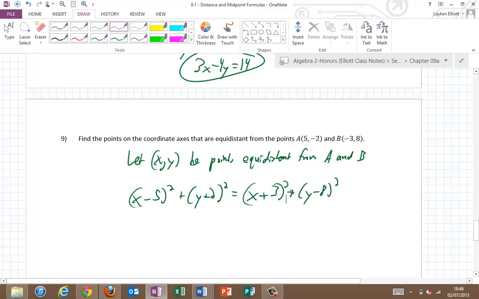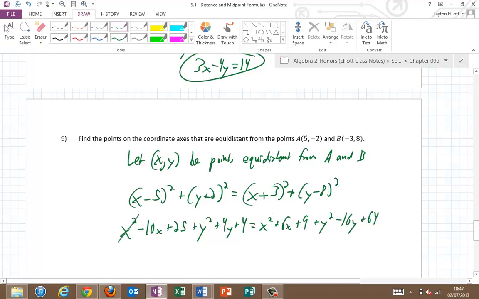Now where's the big square roots? Well, the next step is to square both sides. So where did this come from? This is the distance to A on the left, this is the distance to B on the right. Let's double check since I seem to be making lots of mistakes. Okay, let's square the whole thing. X squared minus 10x plus 25 plus y squared plus 4y plus 4 equals x squared plus 6x plus 9 plus y squared minus 16y plus 64. So the x's are going to drop out, the y squareds are going to drop out.